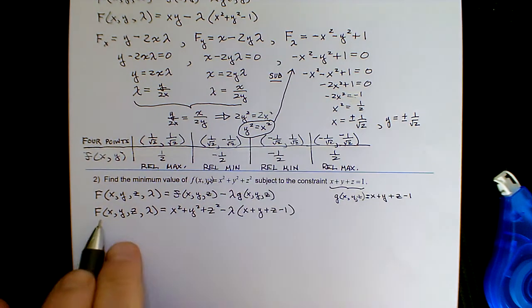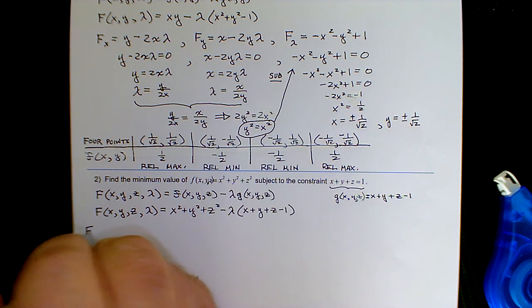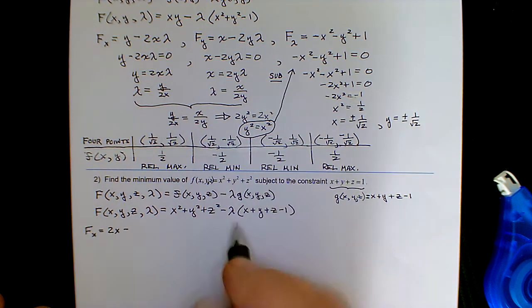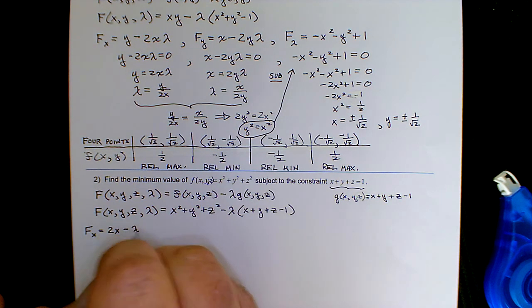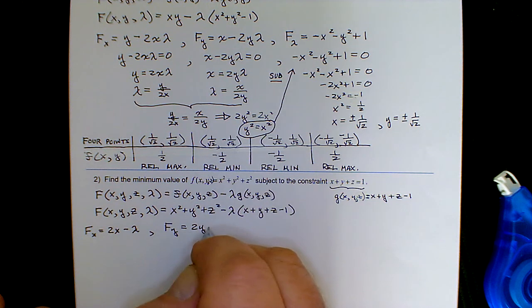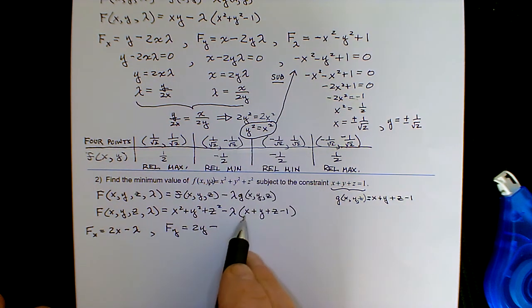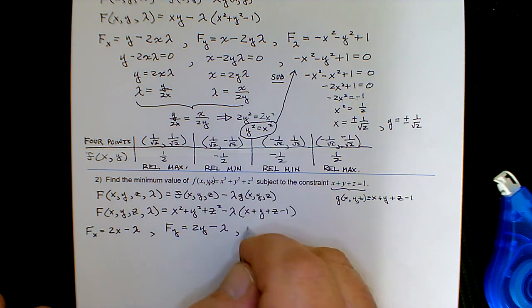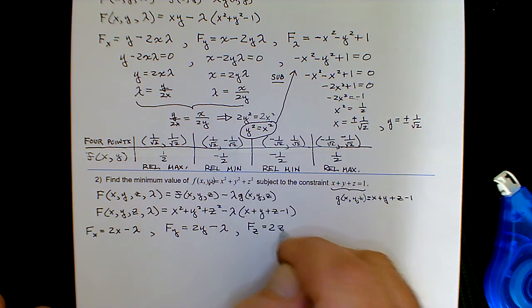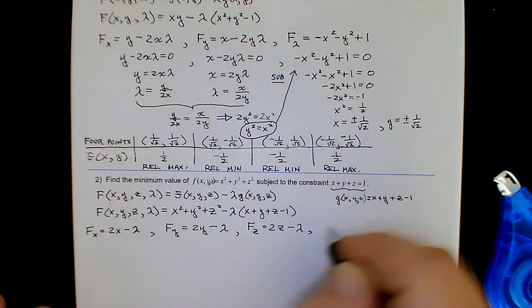Okay, so now we need our 4 partials. So F sub x, 2x minus, because the y squared, z squared are constants, derivative of x is 1, these are all zeros, so just 2x minus lambda. F sub y, 2y, because x and z are constants, and then derivative of y is 1, so 2y minus lambda, and similarly F sub z, looks like it's 2z minus lambda.